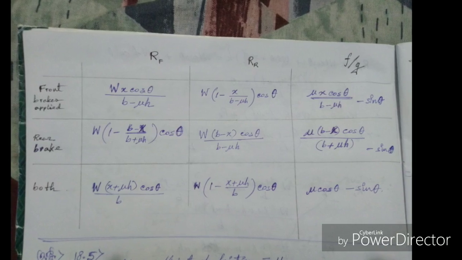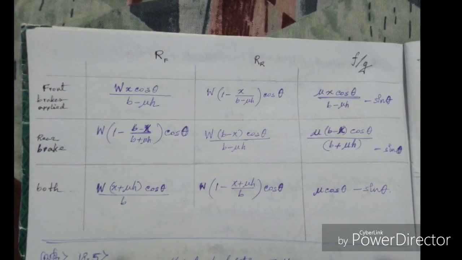F is basically the retardation of the vehicle.